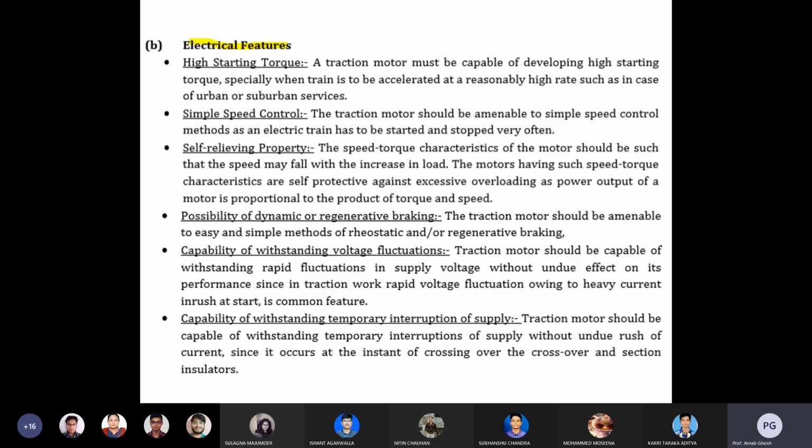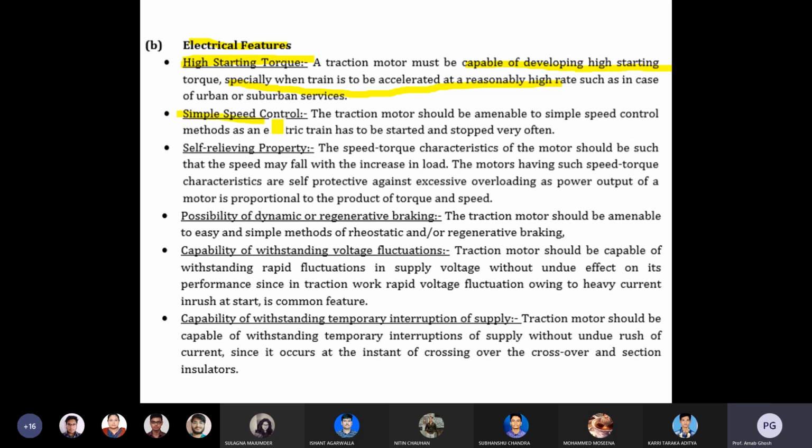For electrical features, what are the most important points? The first one is high starting torque. You are aware of it. High starting torque is needed to overcome initial friction, so the motor must be capable of developing high starting torque, especially when the train is accelerated. That time it is required.